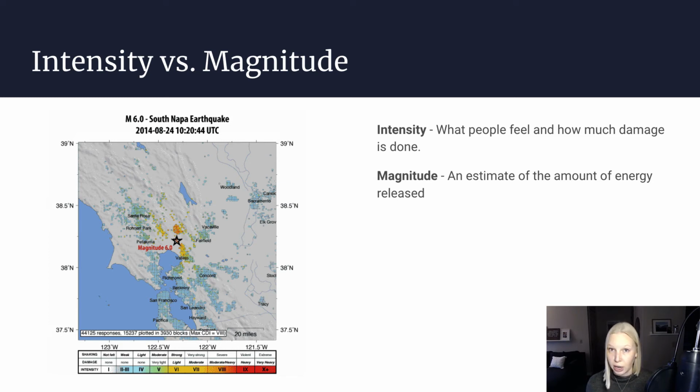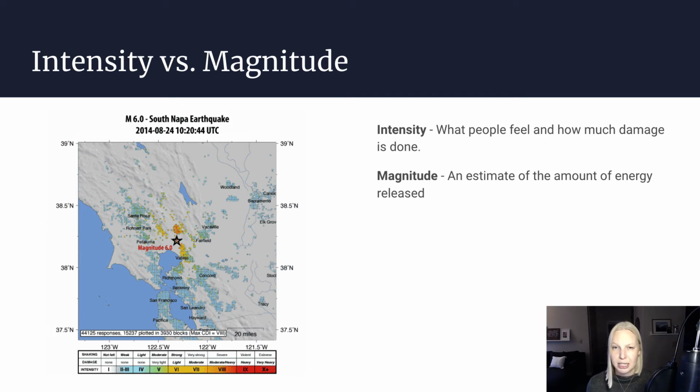And we often report intensity on websites like usgs.gov. You can go on to their earthquake webpage and see recent earthquakes and what the intensity of those earthquakes was like. And then there's magnitude. Magnitude is an estimate of the energy that's released during an earthquake. So how much energy was built up when the fault was stressed and then released when the fault ruptured.